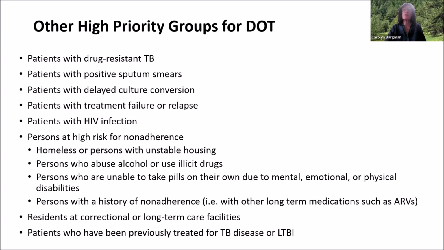Correctional care or long-term care facilities, if you can get staff to help you with that, that's much better than patients taking it on their own. And anybody that's been previously treated. If we're having a repeat TB disease, something's going on or went on before.